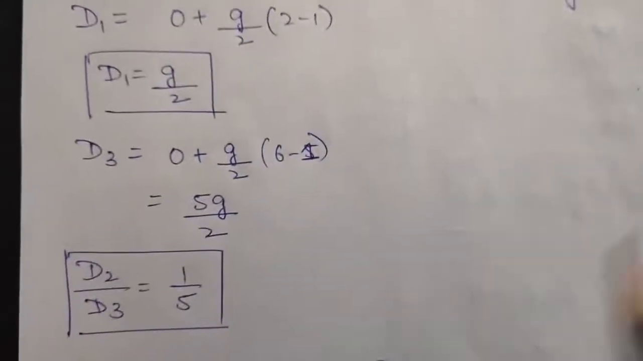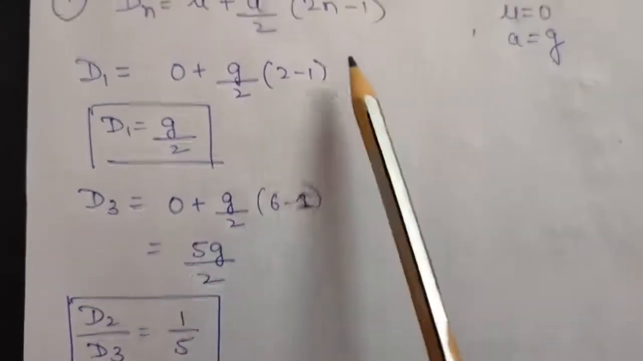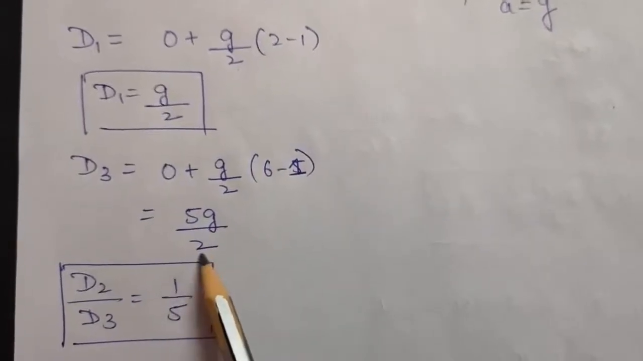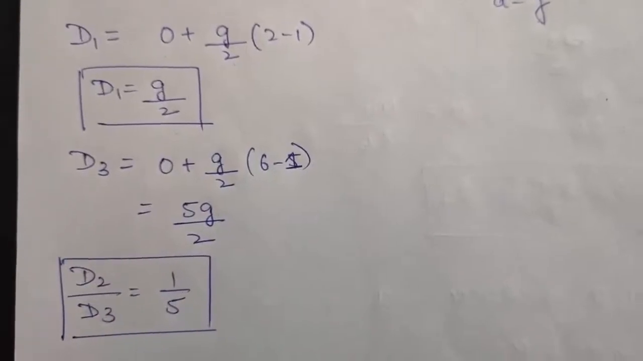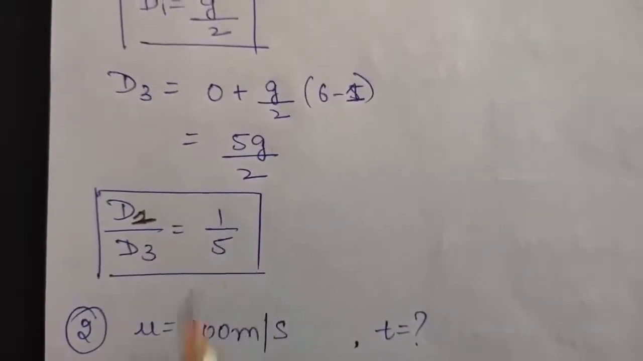Similarly, to calculate d3, that is distance traveled in third second, again you have to just put n equal to 3. To solve it, you will get 5g by 2. So you can easily calculate the ratio, that is d1 by d3 will come to be 1 by 5.